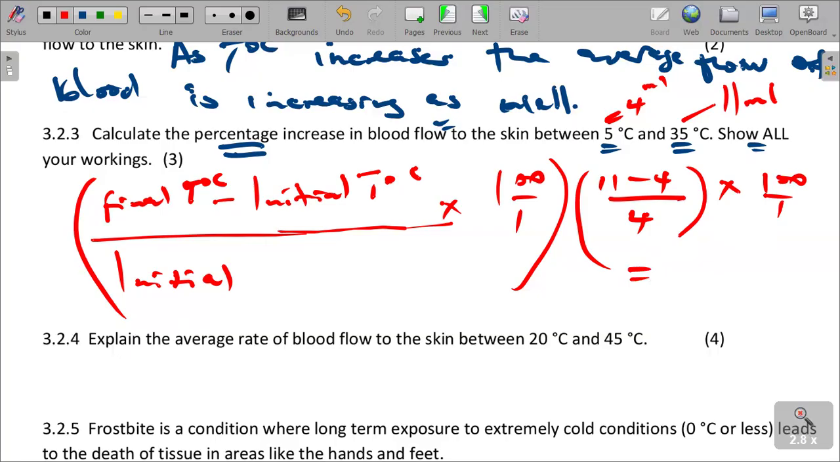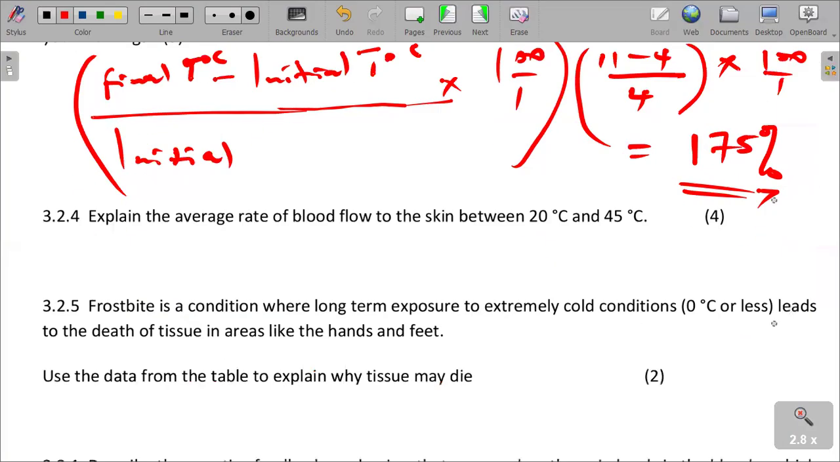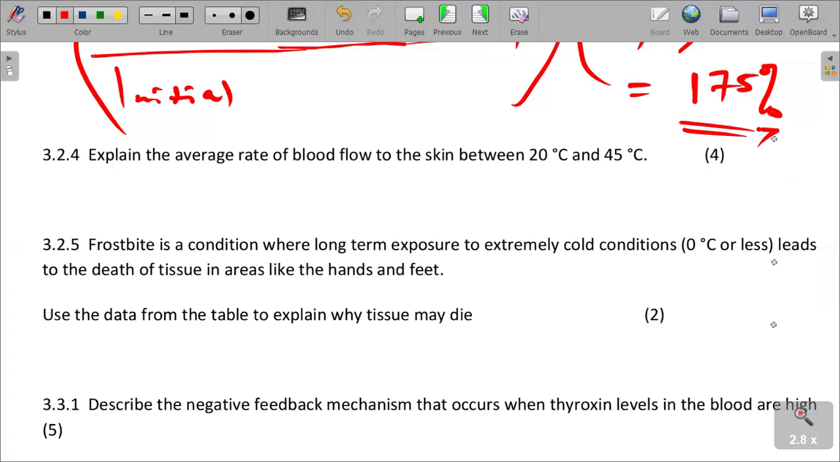If you go through, you put it on your calculator, you would find out that if you want to go the long way, you can do it, but you can press it on your calculator. Then you can find out that we can have an increase of 175%.